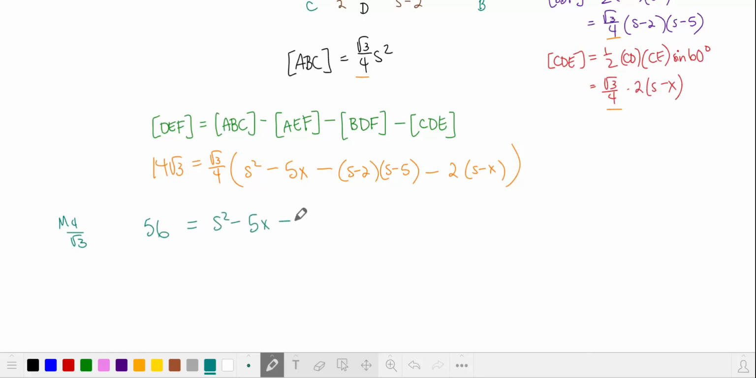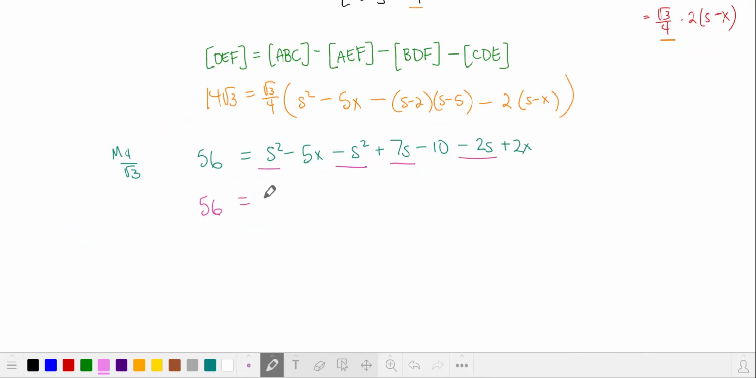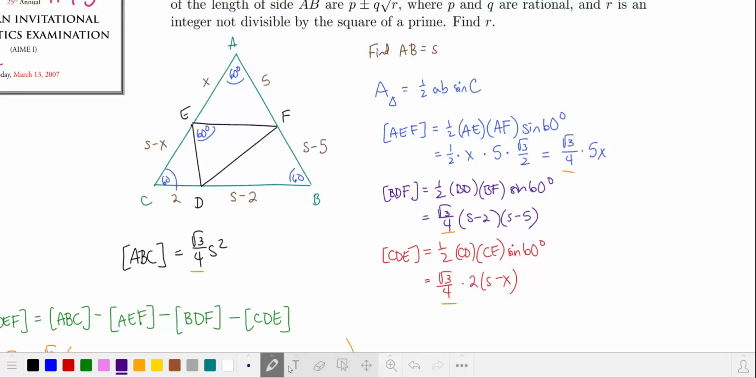we'll FOIL these out and combine like terms. Here's 5s and minus 3x and minus 10. So 5s minus 3x equals 66. Since we have some congruent angles in these triangles, let's look for similarity.